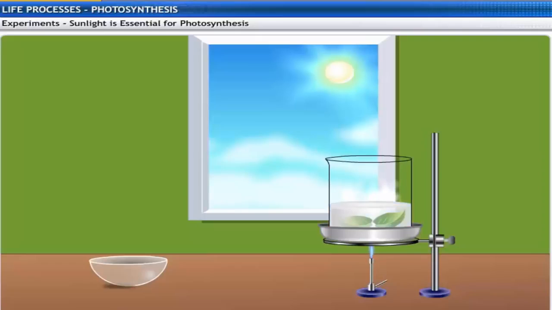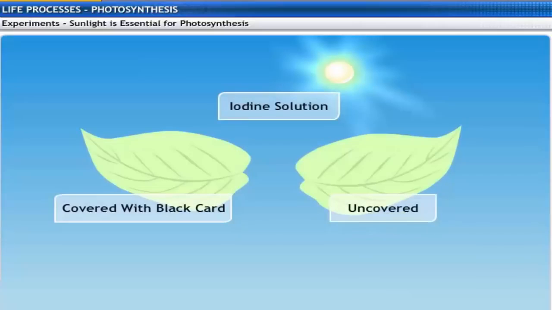Next, boil the leaves in methylated spirit over a water bath till they become pale due to the removal of chlorophyll. You will find that the surface of the leaf becomes hard and brittle.